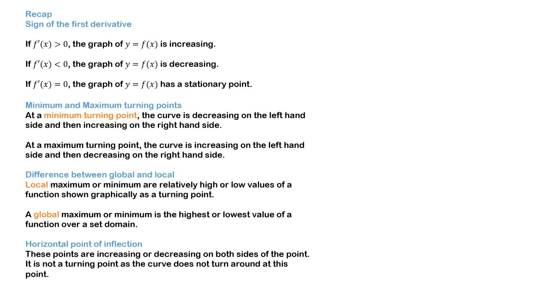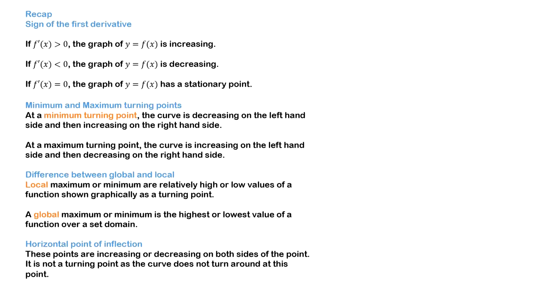Now, remember you have two types of turning points. You have a minimum and a maximum. A minimum has a curve that's going from negative to positive, and then the maximum has a positive going to negative. Now remember you have locals and globals. Locals are just any kind of max or min on the curve. It's a relatively high or low point, whereas a global is the highest point or the lowest point.